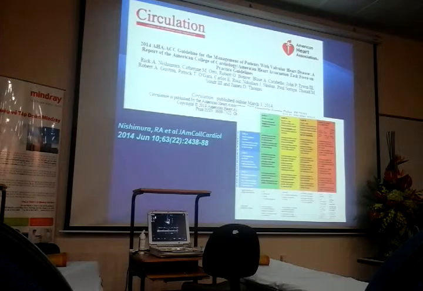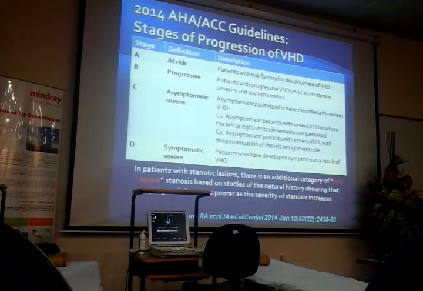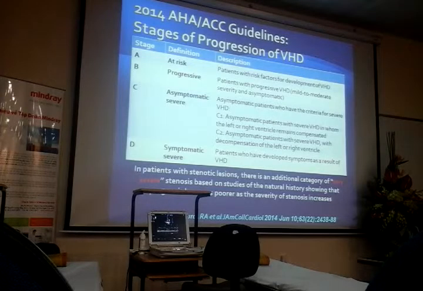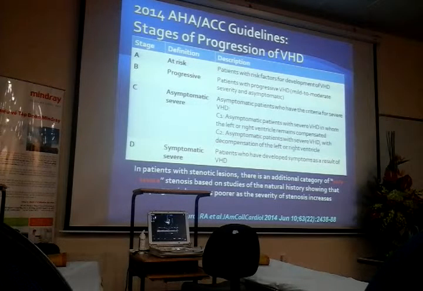And in the guidelines, the newest thing presented in the guidelines were the stages of progression of valvular heart disease. And in those stages included the at-risk population, then the progressive population, and then the two populations that we'll discuss for stress testing, the asymptomatic severe valvular disease patients, and then the symptomatic severe population.